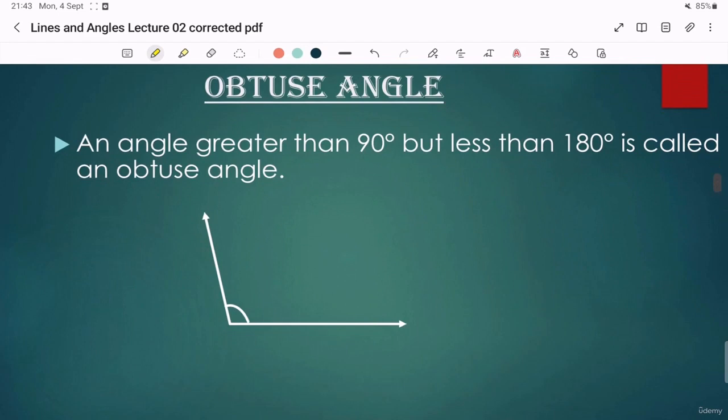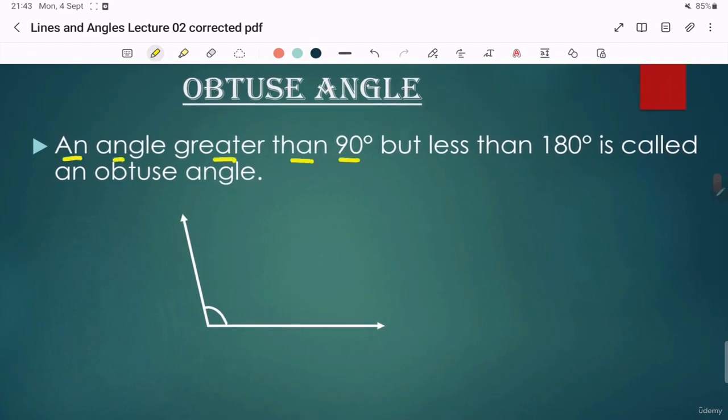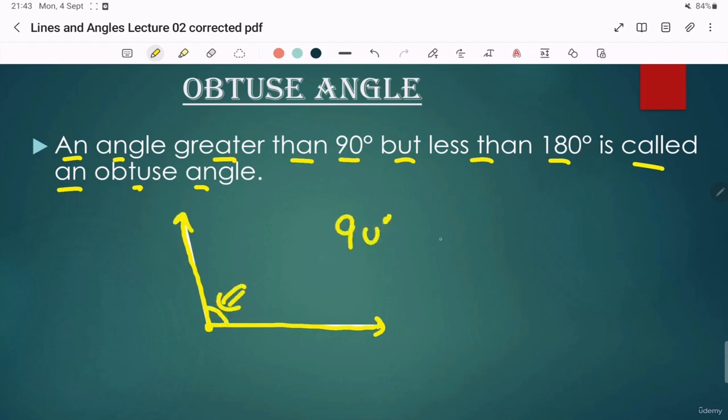Now what is an obtuse angle? An angle greater than 90 degrees but less than 180 degrees is called an obtuse angle. Let's say we have two rays, one like this and another like this. So if this angle is greater than 90 degrees but less than 180 degrees, then this angle is going to be an obtuse angle. Let's say this angle is 135 degrees. So this is an obtuse angle.